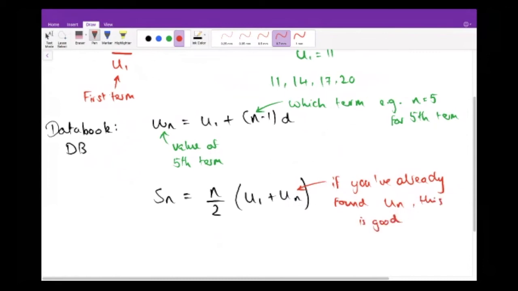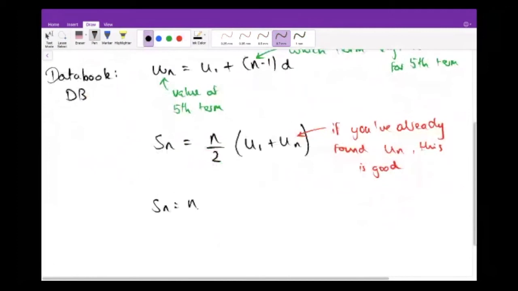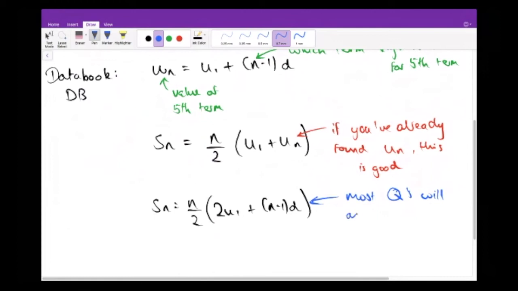But the one in the data booklet which I would recommend you use is that the sum of n terms is equal to n over 2 lots of 2u1 plus n-1 d. Okay, and this one's useful because most questions will ask you for the first term and common difference in the first part. So it makes a lot of sense to then use those numbers in this equation.